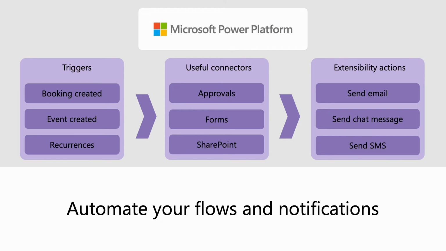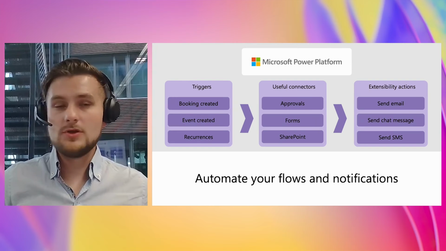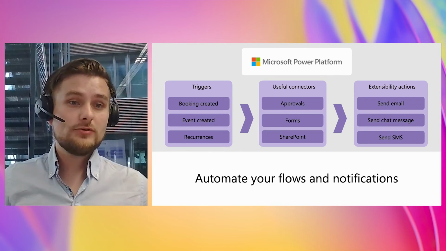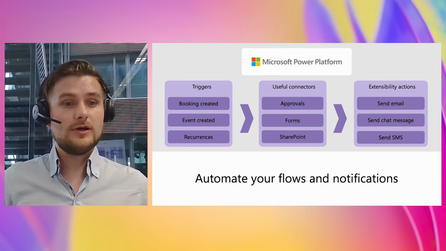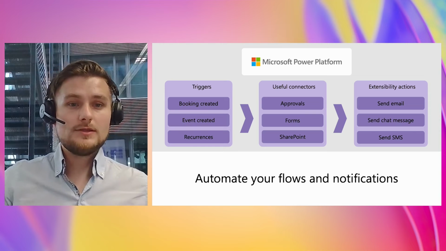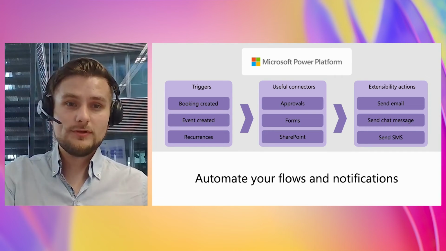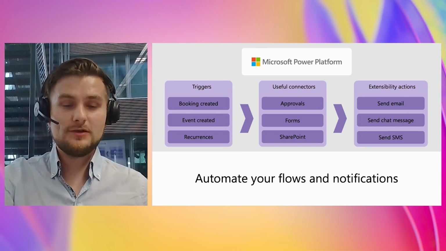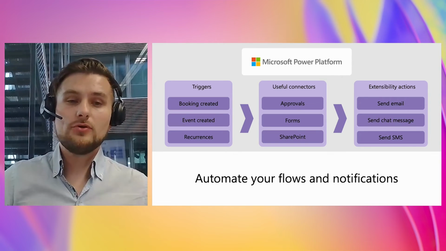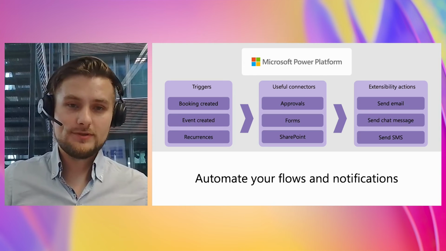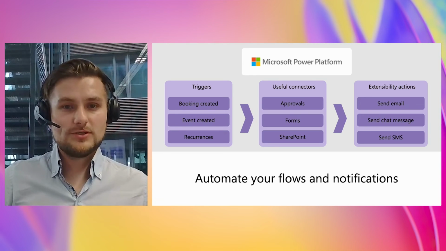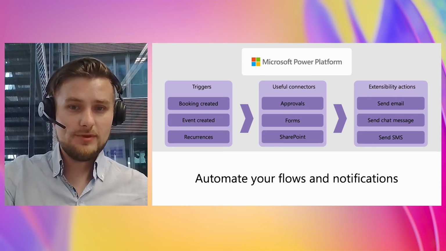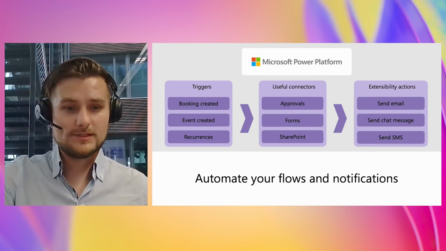The main flow is powered by Microsoft Power Platform. You can define the triggers that will start the flow when a booking or event is created at a specific time. Then you can define, for example, an approval that message content is approved by the supervisor, or the customer fills in a form, or a new document was uploaded to SharePoint. With this information, you can then use Azure Communication Services connectors to send email, chat message, or SMS.